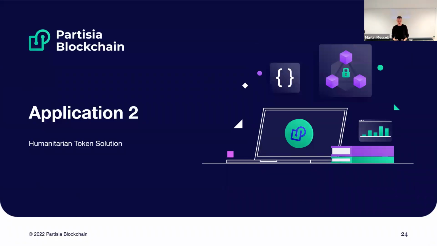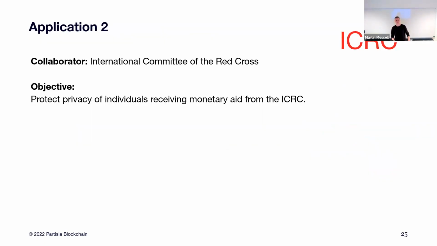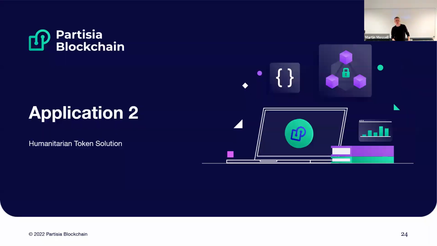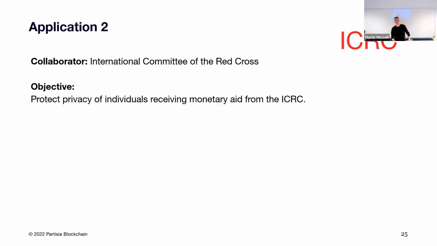So then I have the second application. I'll try to go through some of the same things and considerations that we had for the first one. This is the humanitarian token solution, which is made in collaboration with the International Committee of the Red Cross, the ICRC, where the objective is to protect the privacy of individuals receiving monetary aid from the ICRC.